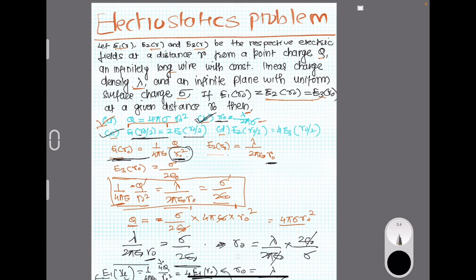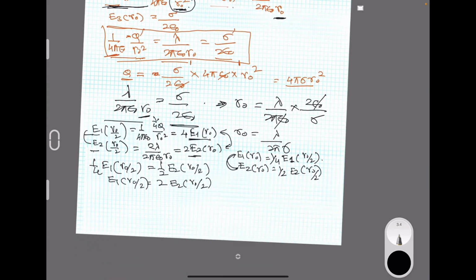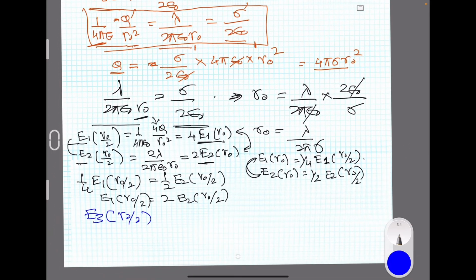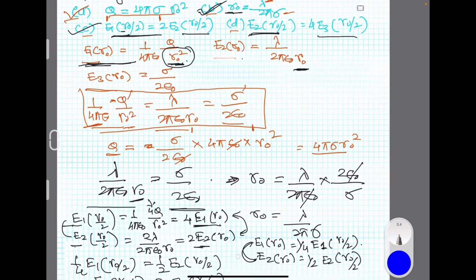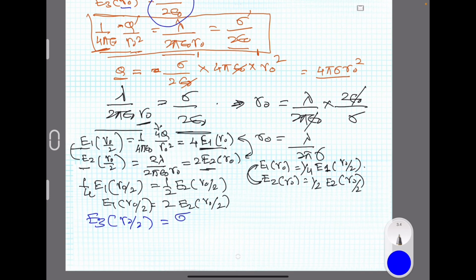Now we have to check whether E2 of R naught by 2 is 4 times E3 of R naught by 2. E2 of R naught by 2 we already know. Now we will check what is E3 of R naught by 2. So let me use a different color. So E3 of R naught by 2. What is E3 of R naught? E3 of R naught is sigma upon twice epsilon naught. We can see this expression is independent of R naught. So even if we put R naught by 2, the answer will be the same, sigma upon 2 epsilon naught.